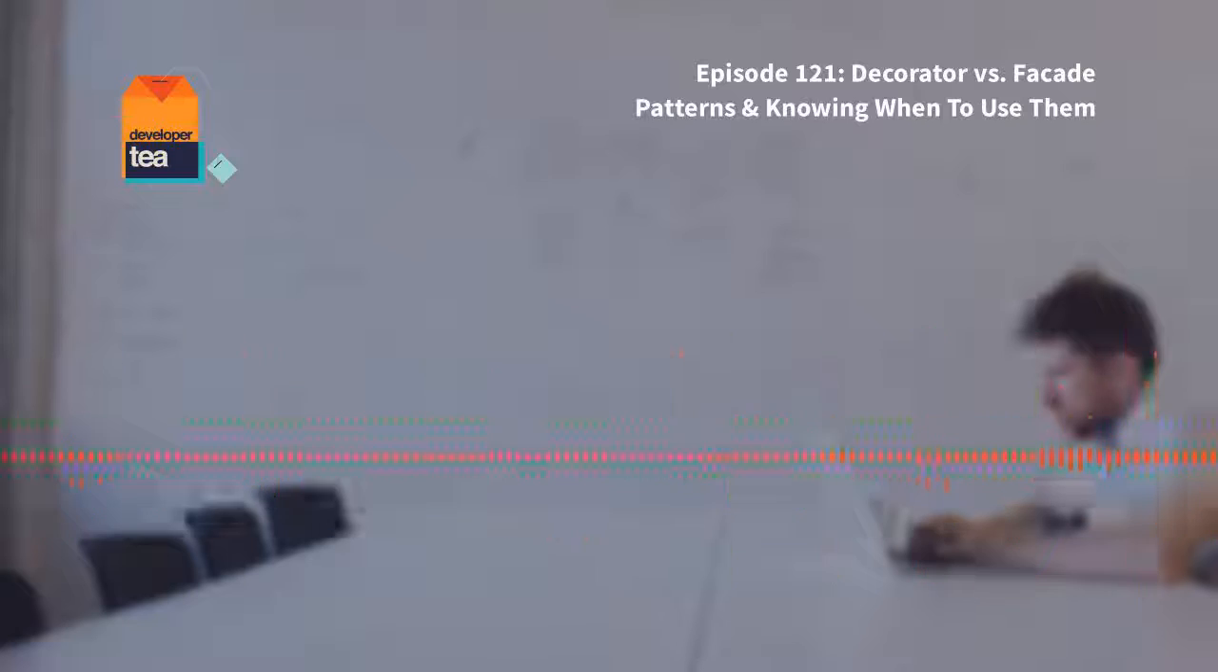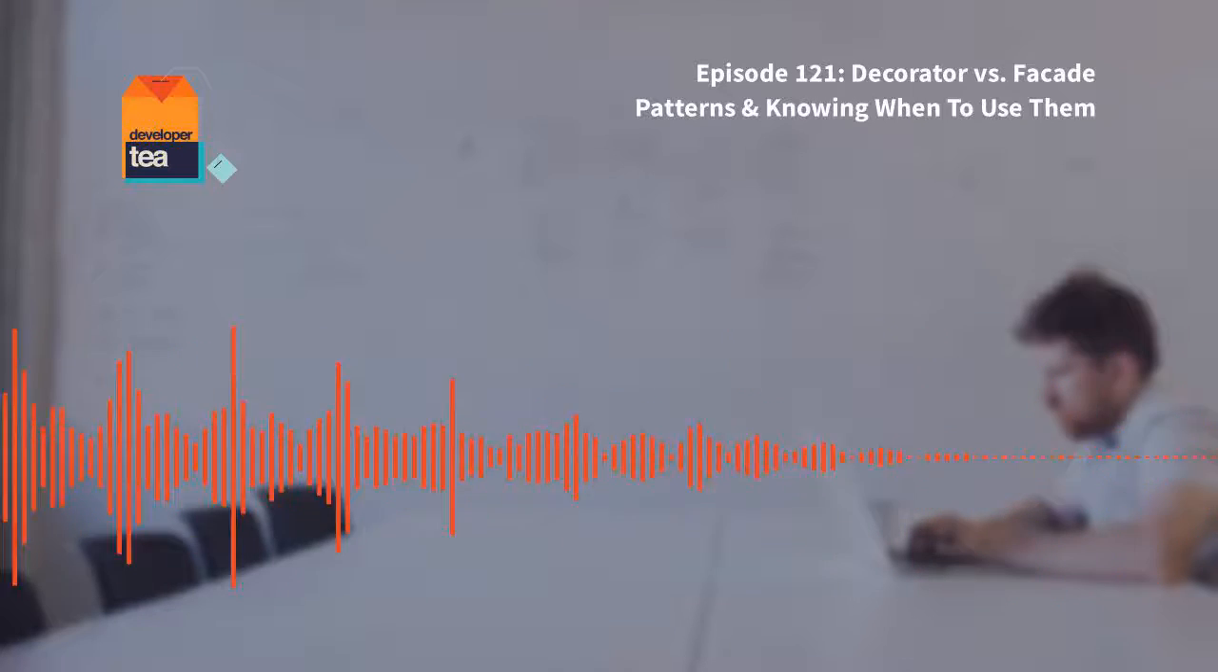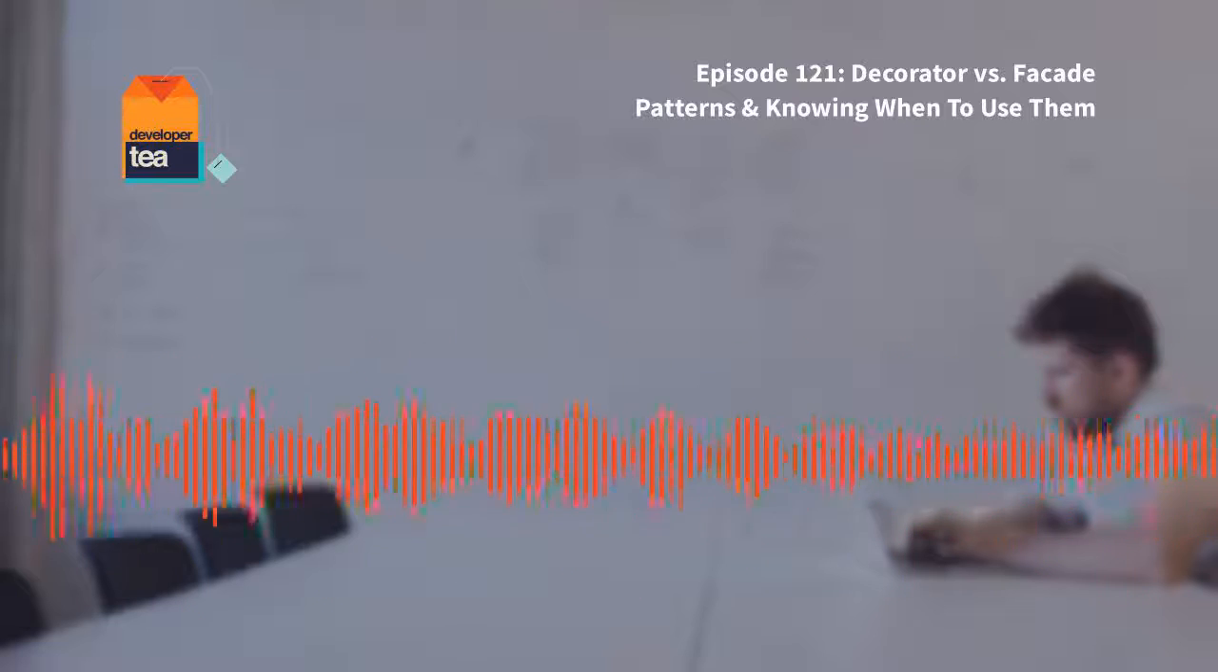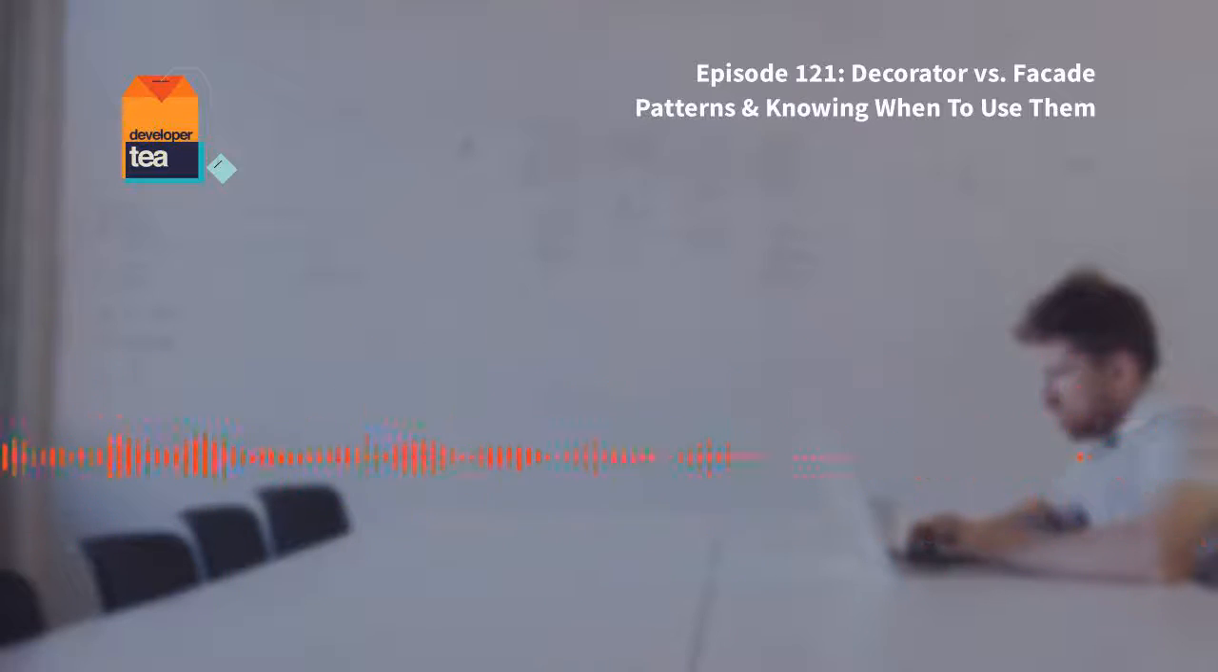We've already covered the facade pattern today. Now let's talk about decorators. What exactly is a decorator? Well, a decorator is similar to the facade pattern, but instead of encapsulating existing functionality, it takes existing functionality and in a way extends that functionality.